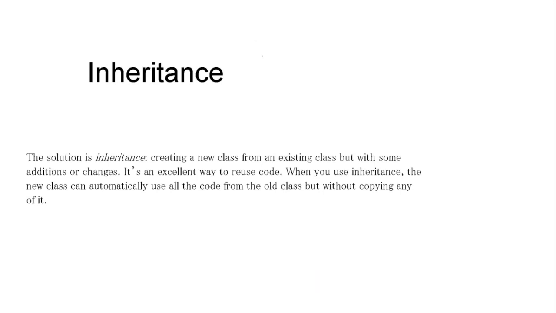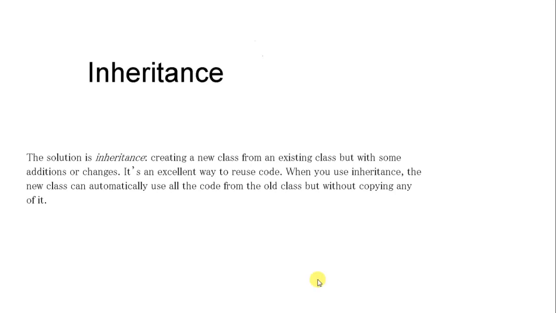The solution is inheritance, creating a new class from an existing class but with some additions or changes. It's an excellent way to reuse code. When you use inheritance, the new class can automatically use all the code from the old class without copying any of it. You define only what you need to add or change in the new class, and this overrides the behavior of the old class. The original class is called a parent, superclass or base class. The new class is called a child, subclass or derived class.